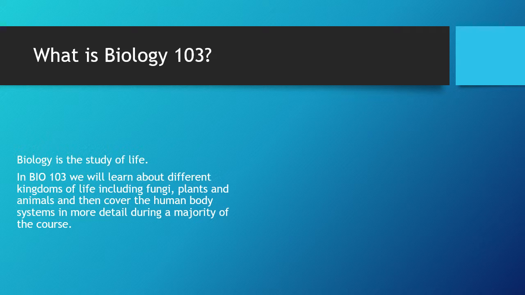Biology 103 is the study of life, and in Bio 103 we'll learn about different kingdoms of life, including fungi, plants, and animals. And for the animal portion, we'll be covering all of the human body systems in a lot of detail for a majority of the course. And for the lab portion, to correspond to that, we will be dissecting for a lot of the course a fetal pig. You'll be dissecting the pig, which is actually fairly similar in anatomy to a human. And so we'll be dissecting that fetal pig and then comparing that to all of the human body systems.